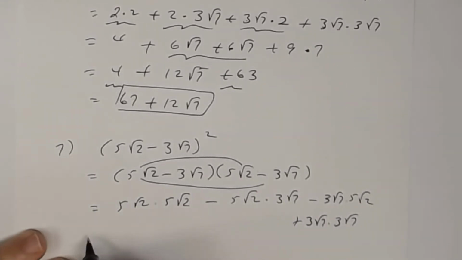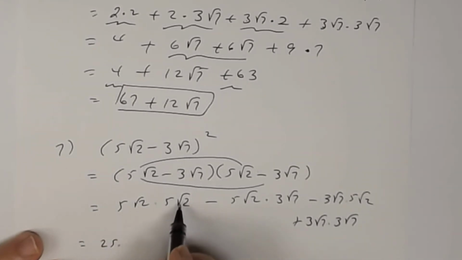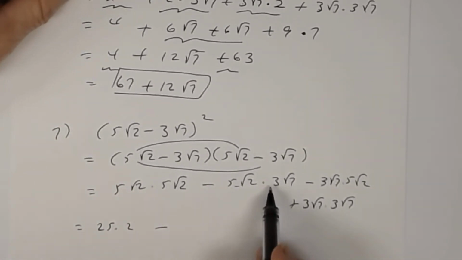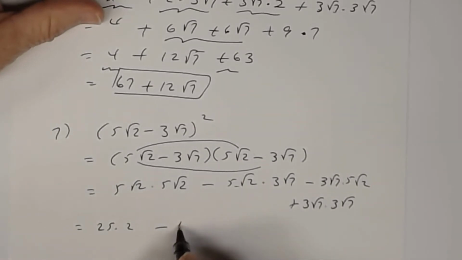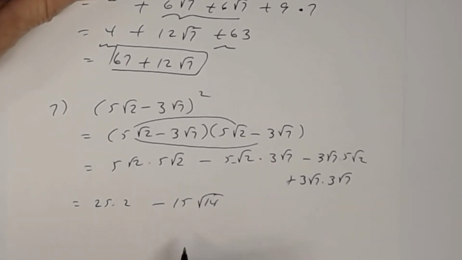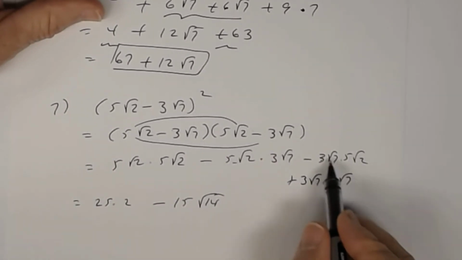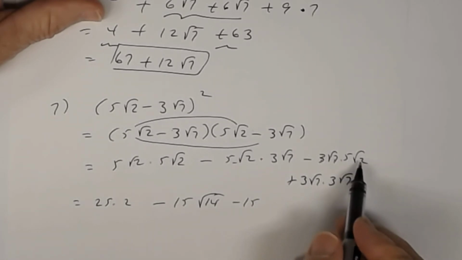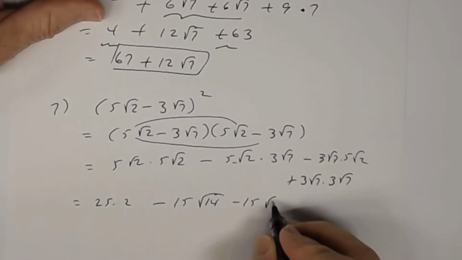All right, now let's go ahead and simplify as much of this as possible. So again, look at this part first. 5 times 5 is 25, times the square root of 2 times the square root of 2, which is the square root of 4, which is 2. Okay, minus 5 times 3 is 15. The square root of 2 times the square root of 7 is the square root of 14, and I cannot simplify the square root of 14. The next one, 3 times 5 is 15, and square root of 2 times square root of 7 is the square root of 14.